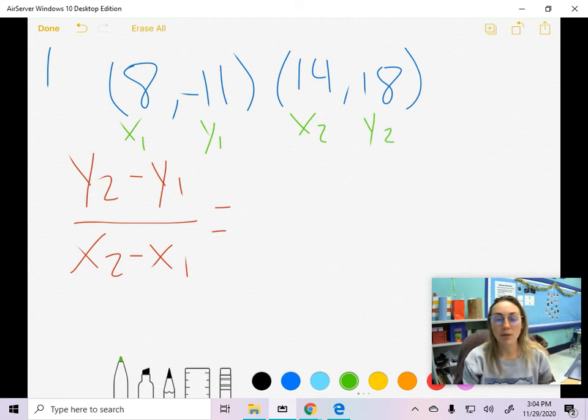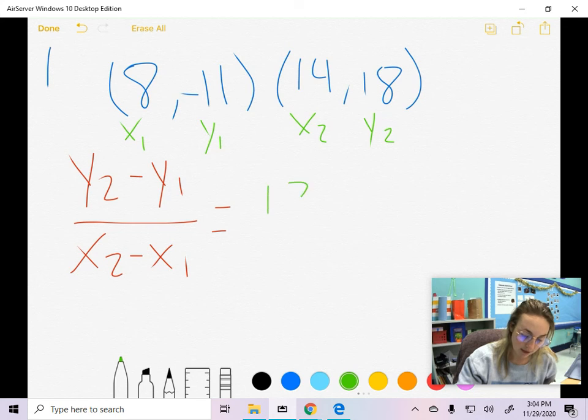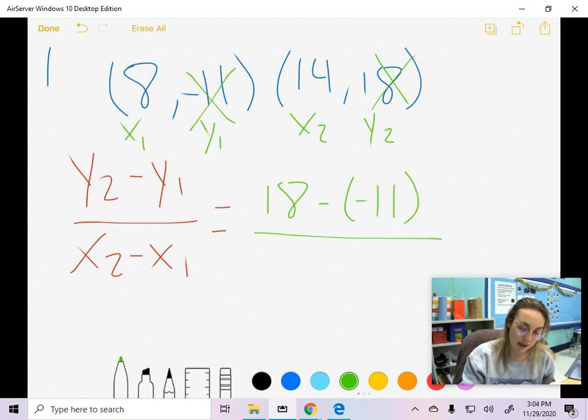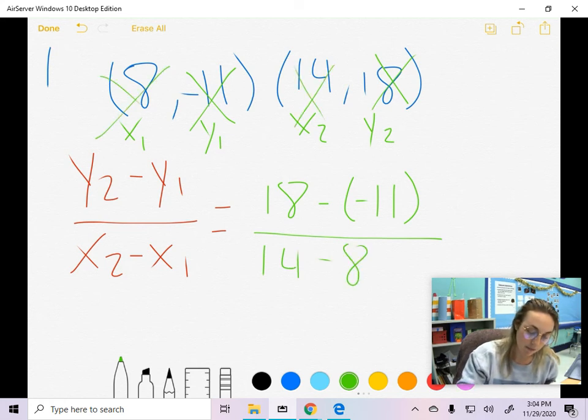Now that I have labeled all the points, I can put them into the slope formula and figure out the answer. So first, we have y2, which is 18. Go ahead and mark that out. That's subtracted by y1, which is negative 11. Go ahead and mark that out. And then we have x2, which is 14. Mark that out. We're subtracting that by 8, and I can go ahead and mark that out.